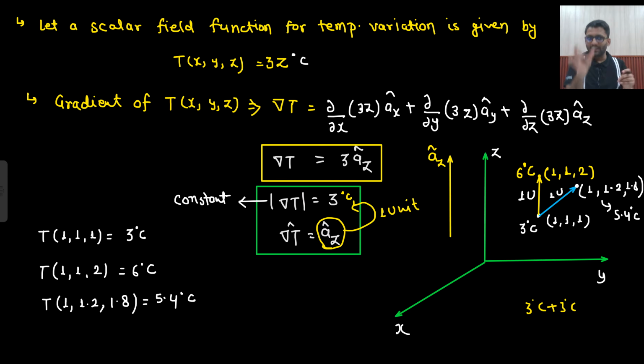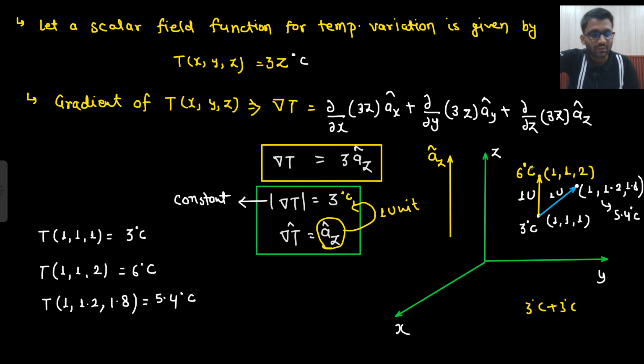So whatever the direction of the gradient you get, that will tell you the direction of maximum change. Again I am repeating, whatever the direction of the gradient you get, that will tell you the direction of maximum change. That means you need to go in this direction to get the maximum change in your temperature. Are you getting this point or not?